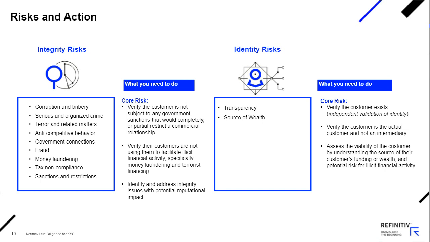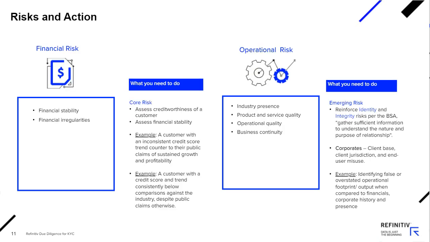It's about transparency, source of wealth, and verification of someone's identity, verifying that the customer exists, whether that's independent validation of their identity through third-party sources, so it's that independent corroboration. Also verifying that the customer is the actual customer, not a pass-through or an intermediary of some sort, and assessing the viability of that customer, understanding who and what they are, if they're client-worthy, or if things just don't add up with who they claim to be, especially when they provide you with their KYC documentation.